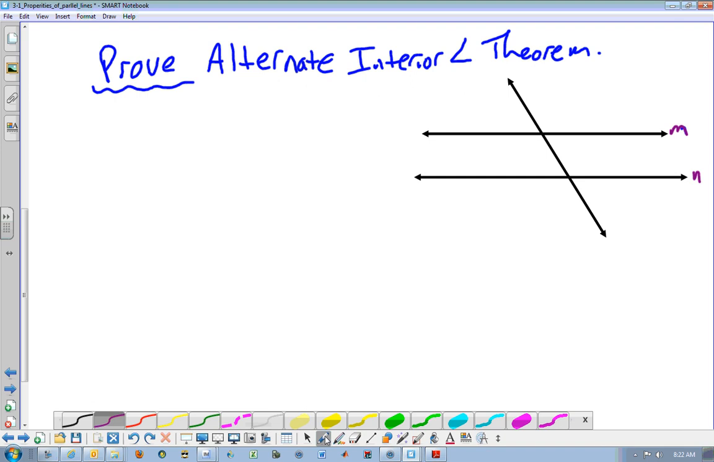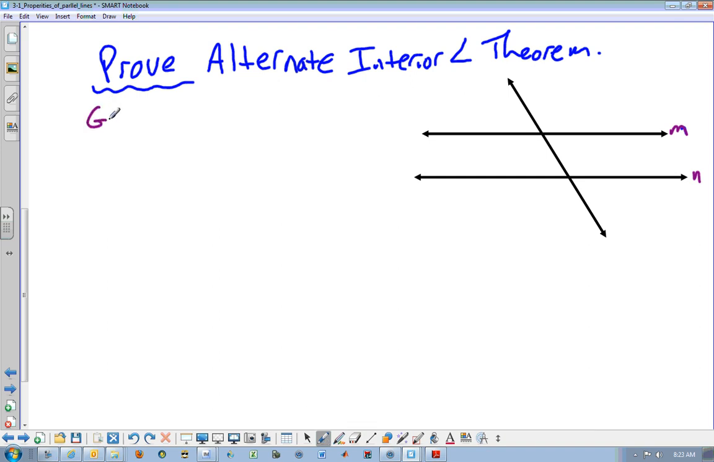An important thing to understand about proofs is you always got to have a reason. Got to have a reason for everything you say. And we got to have enough evidence that makes our conclusion bulletproof. So we're going to have a given and a prove statement: what we want to start with and what we're going to get to.